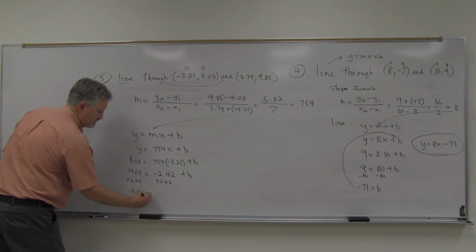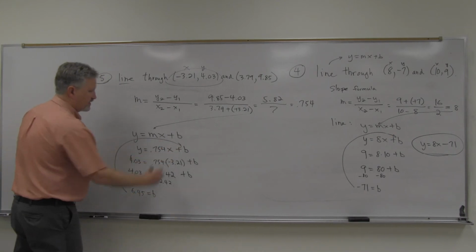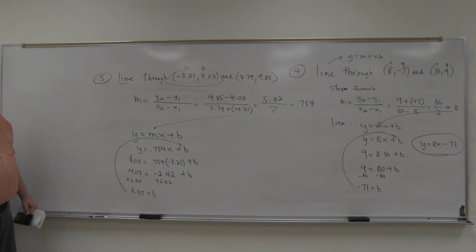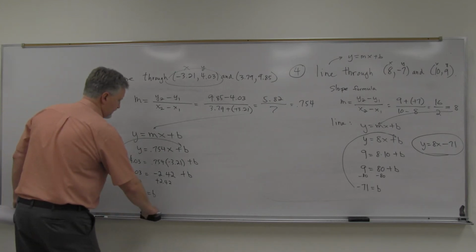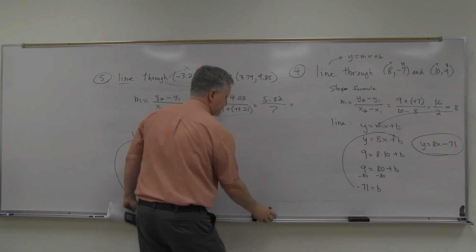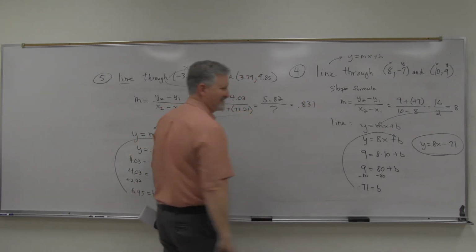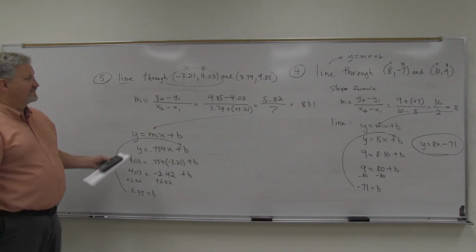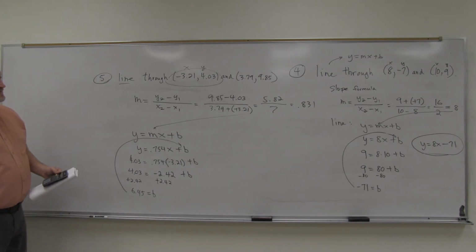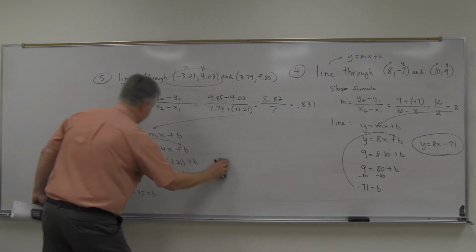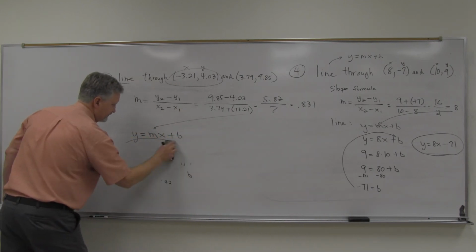I have a quick question. When I do 5.82 divided by 7, I get 0.831. Did I do it wrong? Thank you. Just checking. You're paying attention. Apparently I did something wrong. 0.831, all right, so let's start this all over.